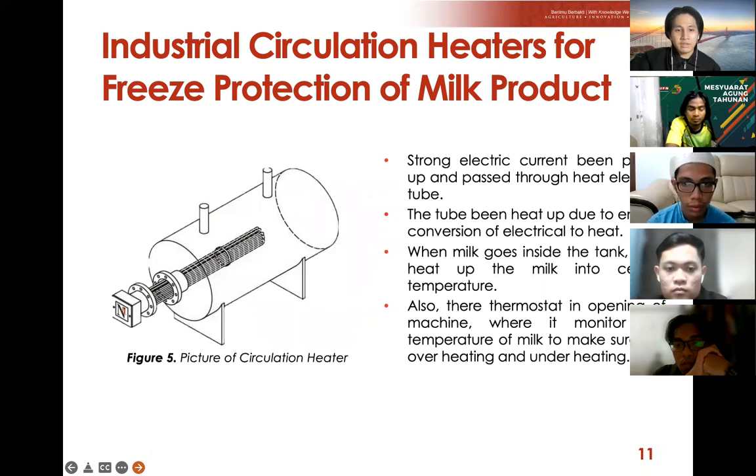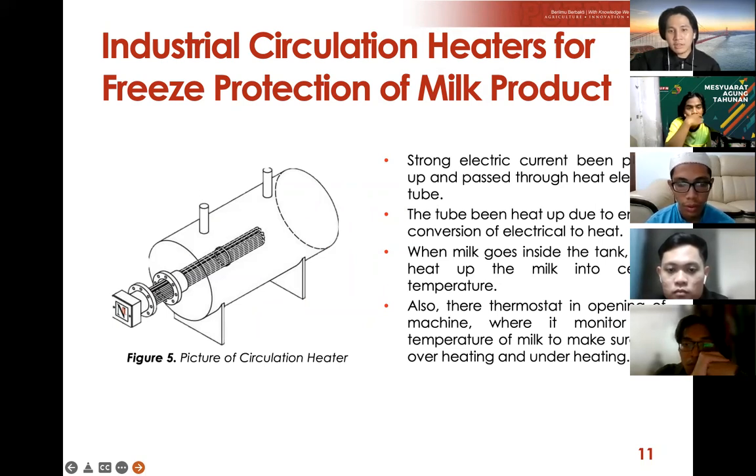So this is how the circulation heater works. Basically, a strong electric current is powered up and passed to the heating element of the tube. The tube heats up due to the energy conversion of electrical to heat. When the milk goes inside the tank, the tube heats the milk to the certain temperature we want. Also, there is a thermostat at the opening of the machine, which works like a sensor to monitor the temperature of the milk, to make sure it is not overheating or underheating.